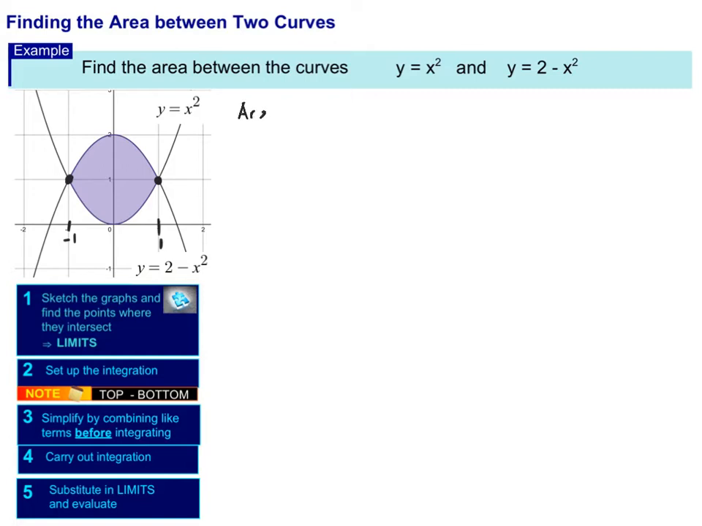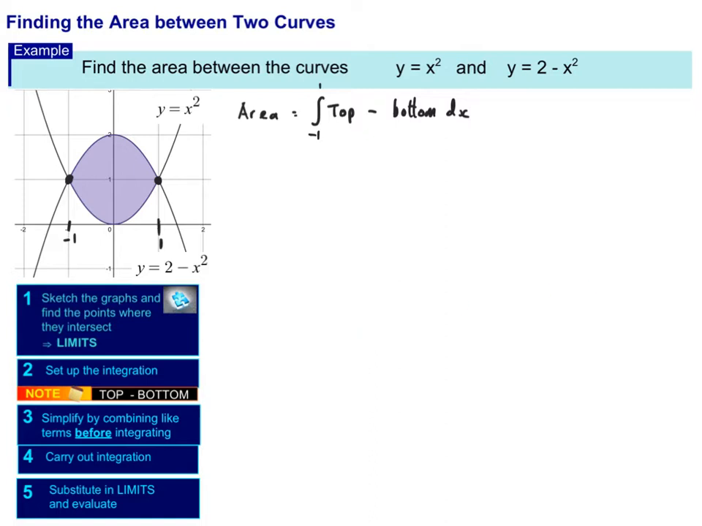Our area is still going to be found using integration. However, we are going to have to do the top function subtract the bottom function. We're going to integrate whatever that is with respect to x, and we have got our two limits at 1 and -1. It is vital that you have these in the right order, that you do the top function subtract the bottom function. If you get these in the wrong order, you're going to lose a whole heap of marks.